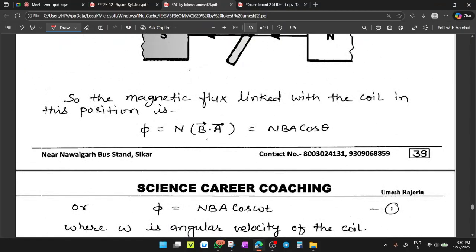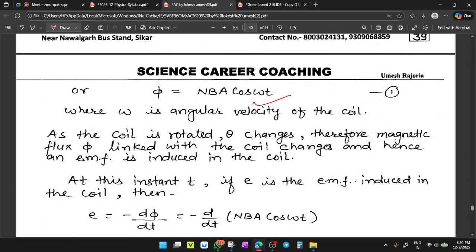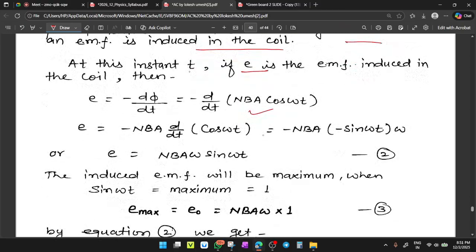By the formula, phi equals N B dot A equals NBA cos theta, that is NBA cos omega t. As the coil is rotated, theta changes, therefore the magnetic flux phi linked with the coil changes, and hence EMF is induced in the coil. So E equals minus d phi by dt, that is minus NBA d/dt of cos omega t. The derivative of cos omega t is minus sin omega t into omega. The two minus signs cancel out, and this equals NBA omega sin omega t.